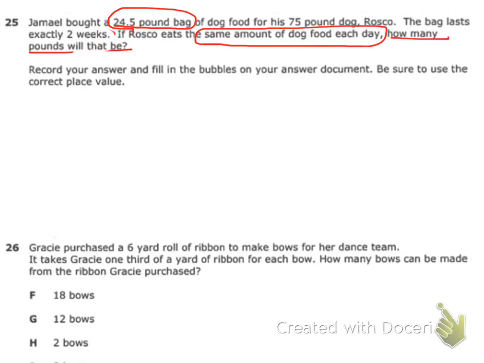Alright, so we know that 2 weeks is 14 days. So the problem we're going to do is 24.5 pounds divided by 14. We're going to split the dog food bag into 14 equal days because it said the dog eats the same amount each day. So 14 won't go into 2, but 14 will go into 24. It won't go in there twice because 14 times 2 is 28. So it'll only go in there once.